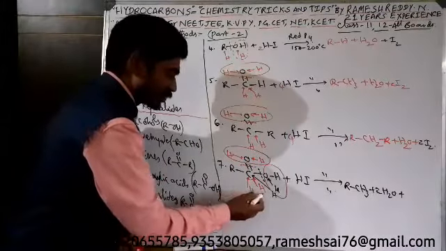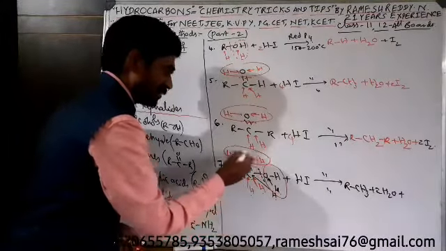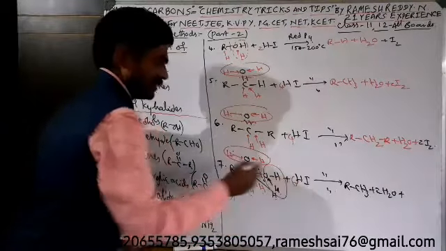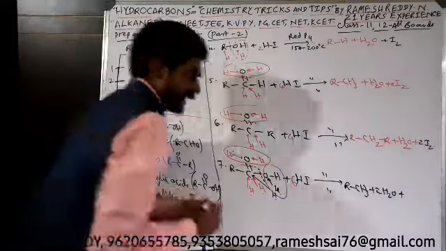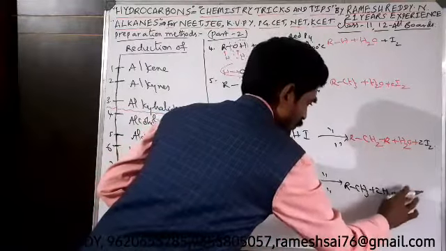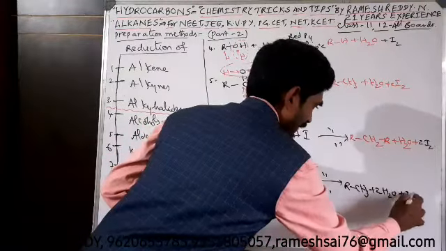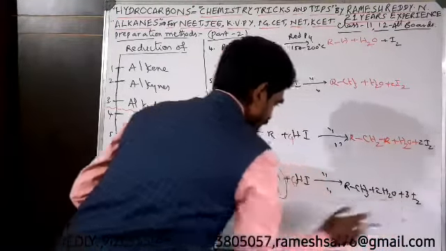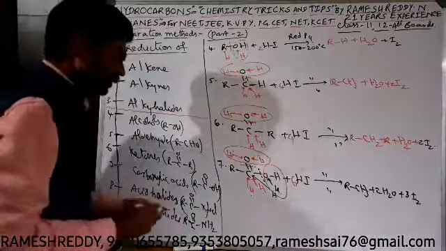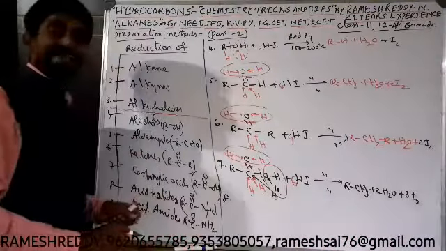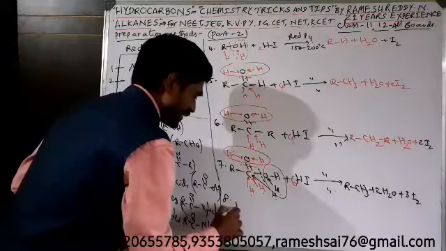This is 1, 2, 3, 4, 5, 6. So 6 moles of hydrogen is removed as 3 moles of I2, right? Next one is from acid halides.